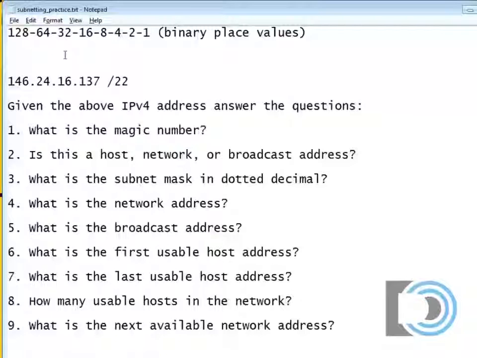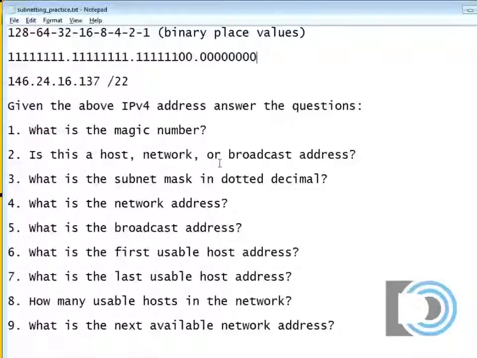So the first thing I do is I'm going to write out that /22 in binary. So 1, 2, 3, 4, 5, 6, 7, 8, 9, 10, 11, 12, 13, 14, 15, 16, 17, 18, 19, 20, 21, 22. Okay, so 1, 2, 3, 4, 5, 6. I need to add 2 zeros here. Dot 1, 2, 3, 4, 5, 6, 7, 8. So there is the subnet mask in binary.